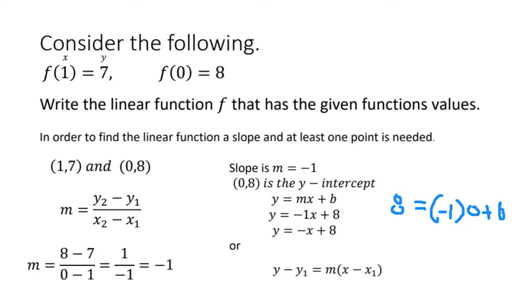So here, -1 times 0 is 0. So 8 is equal to b. So what this is telling me is that positive 8 is my y-intercept. So the equation is y equals -x plus 8.